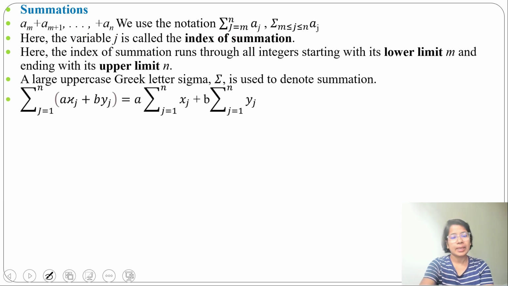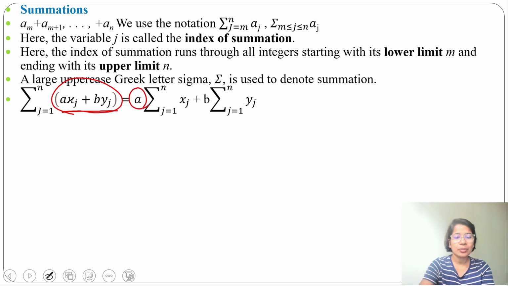Sum of j equals 1 to n of a x_j plus b y_j. So here if it is in terms of addition, we can split it. One sum for a x_j, another sum for b y_j. And if a is a constant, we can take a outside of the summation. And if b is a constant, we can also take b outside of the summation. So a sum of j equals 1 to n x_j plus b sum of j equals 1 to n y_j.